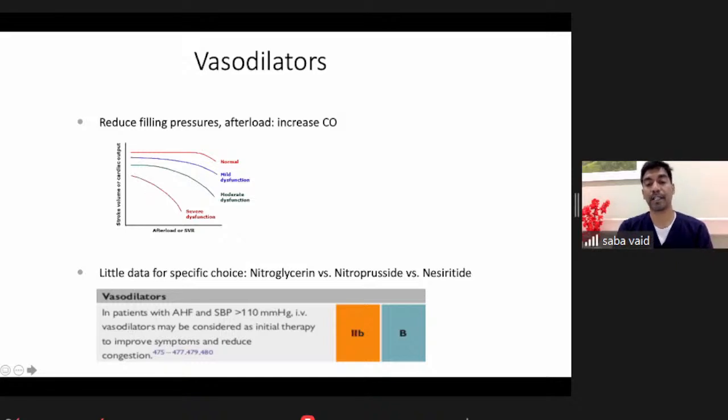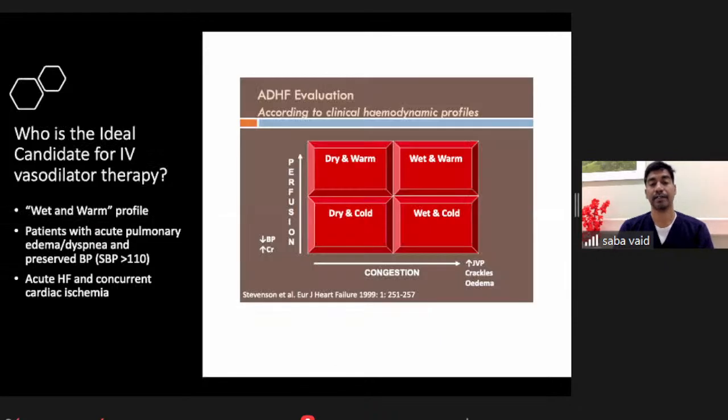The commonly used medications are nitroglycerin, sodium nitroprusside, or nesiritide. There is no evidence to say that one is better than the other. And introduce one of these medications only when your systolic blood pressure is greater than 110. The ideal candidate for vasodilator therapy would be the ones with a wet and warm profile. As we know, the vast majority of these patients are in the wet and warm category, more than 90%, and ensure that your blood pressure is greater than 110.